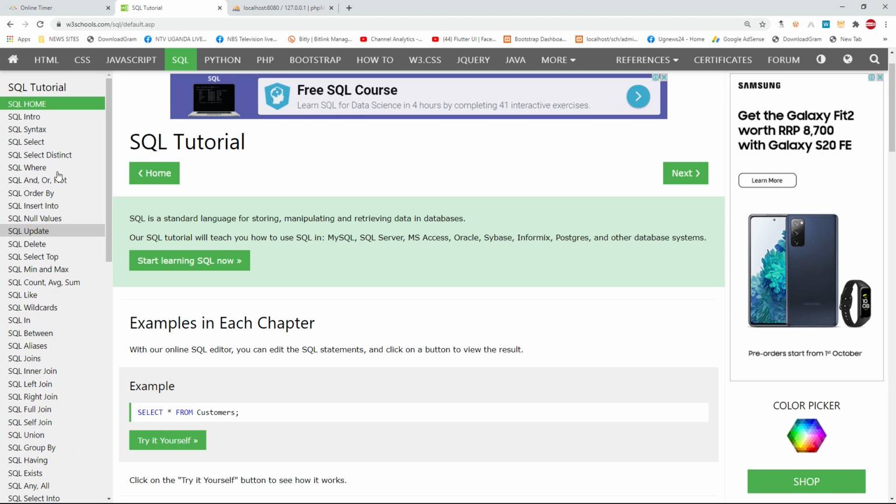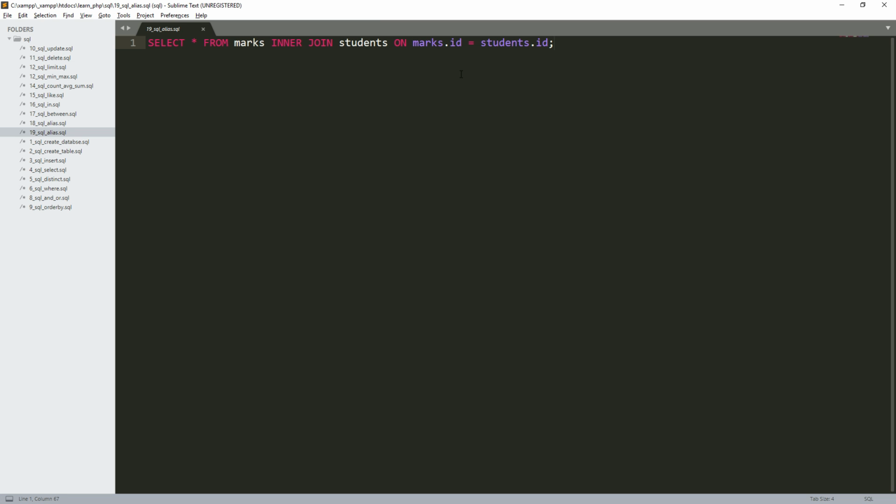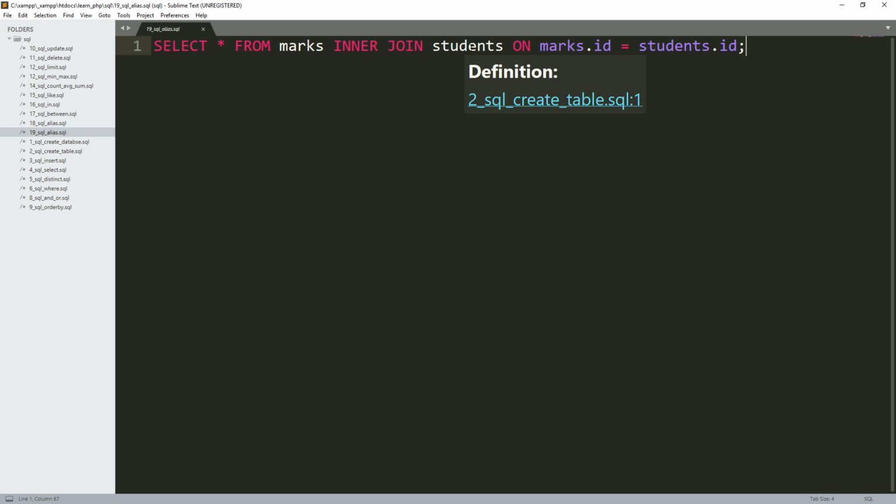Okay, so previously we stopped at joining. We say that we can join, or we can collect data from more than one table. For example, sometimes we may have students and their marks. So we may not need to put these two different entities in the same table, because it may cause redundancy and data inconsistency. We'll discuss these things later, but that's what it can cause.